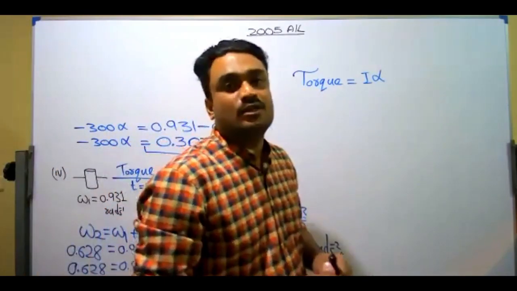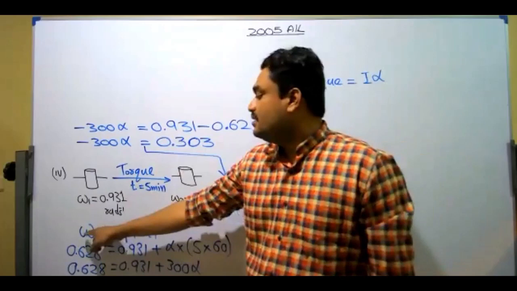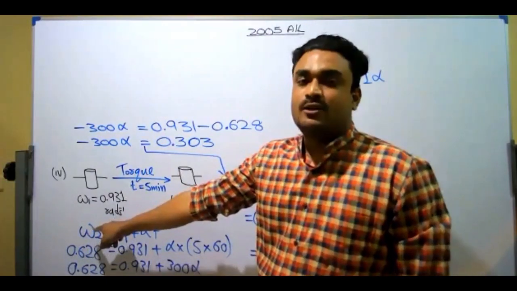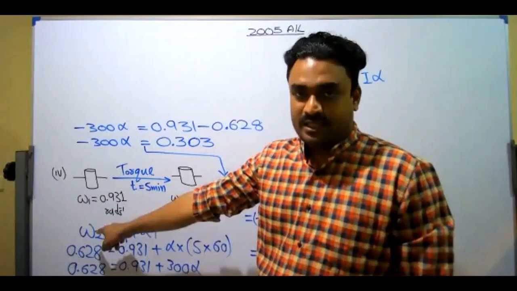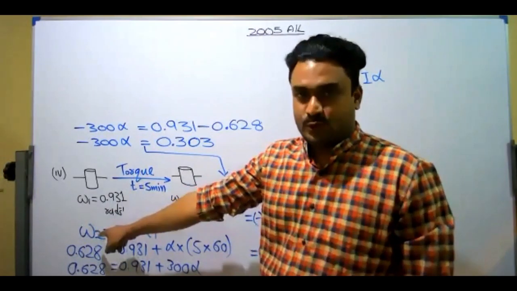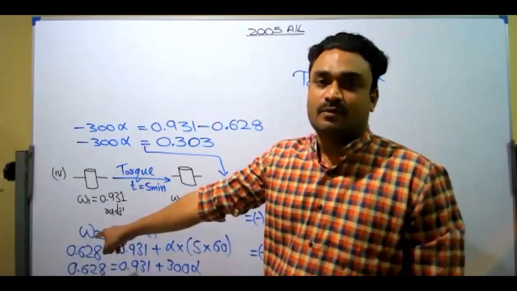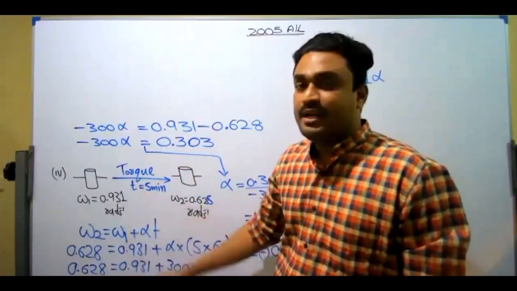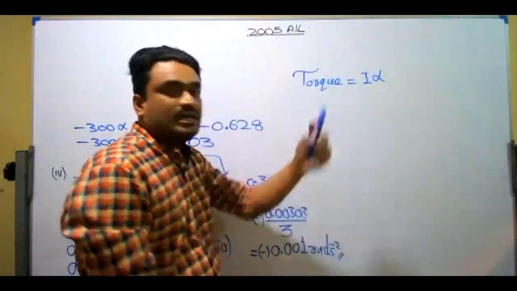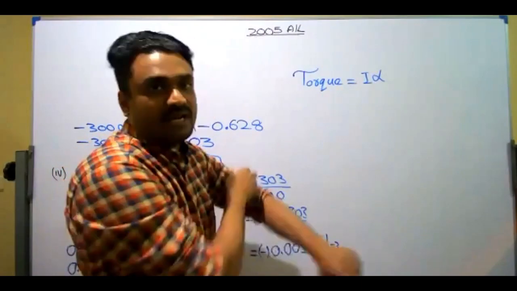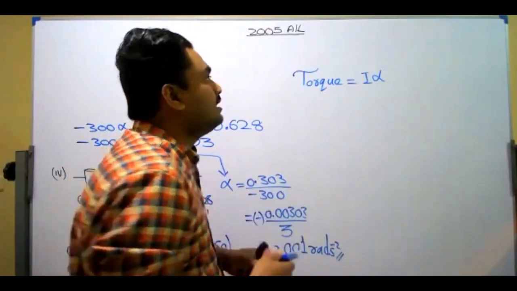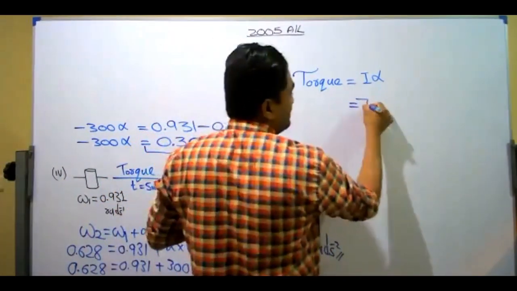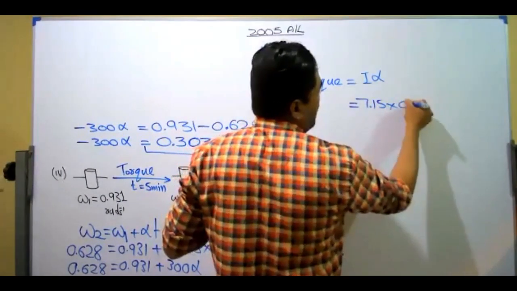The positive negative signs of the alpha are only used in angular equations, such as omega 2 equals omega 1 plus alpha t, theta equals omega 1 t plus half alpha t square, omega 2 square equals omega 1 square plus 2 alpha theta. In those equations, we use positive negative signs of alpha, but in the torque equation, we do not use the minus sign because it is meaningless. Right. The new moment of inertia of the satellite is 7.15. Alpha is found as 0.001.